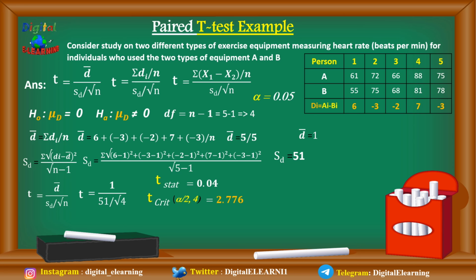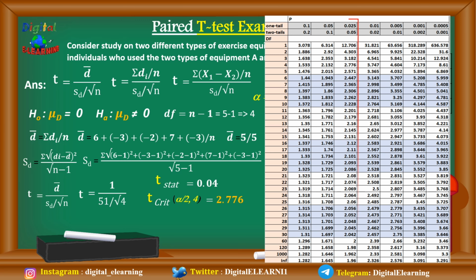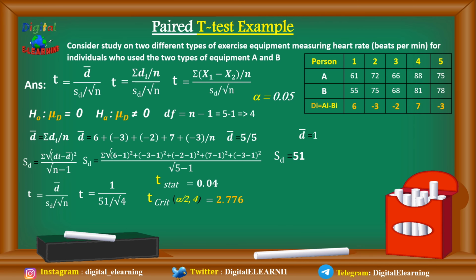Now t critical at alpha by 2. Since it is a two-tail test, our alternate hypothesis says it is not equal to 0. It can be less than 0 or greater than 0. So our level of significance was 0.05, but in this case we have to look at 0.025. So we go to the t table, to the top row. We select degrees of freedom as 4, and we get 2.776 as the t critical value. In this case, my t critical is greater than t statistic, so we fail to reject the null hypothesis. Our null hypothesis was that the difference is equal to 0, so we fail to reject it.